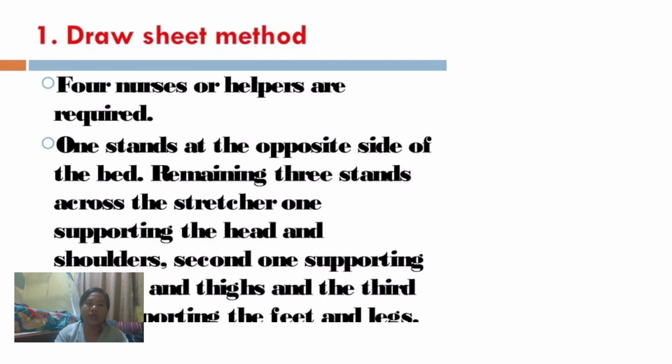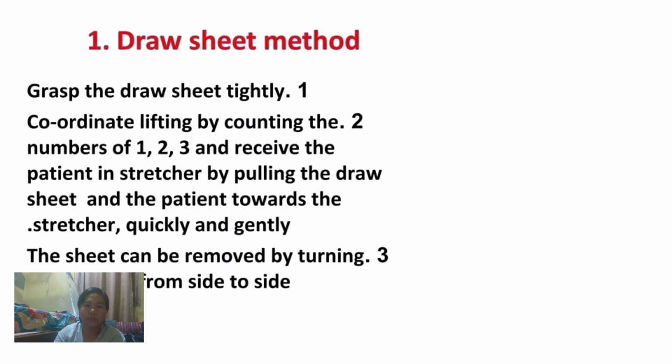Four nurses or helpers are required. One stands at the opposite side of the bed. The remaining three stand across at the stretcher, one supporting the head and shoulders, second, one supporting the hips and thighs, and the third one supporting the feet and legs.